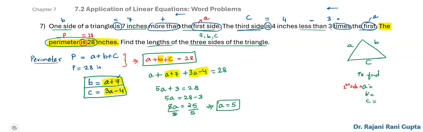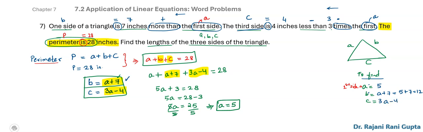Fine. Once you have A equal to 5, let's write it here. A is 5. You got one side because we have to find all three: A, B and C. Now B, by this relation we know that it is A plus 7. So this will be 5 plus 7. That gives you 12. What is C?